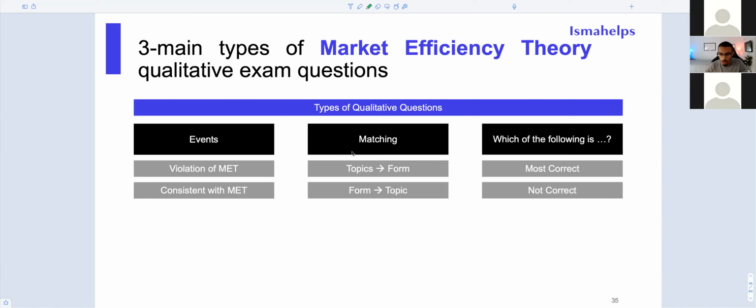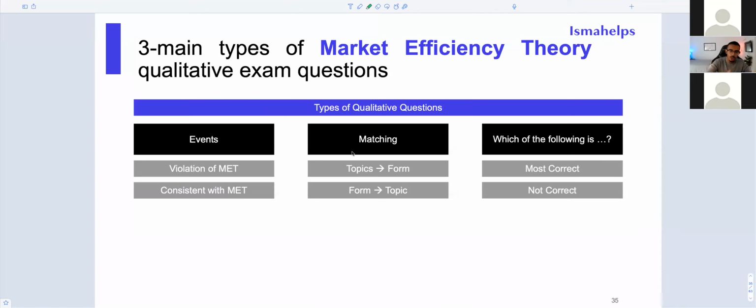But going a step backwards, for the types of qualitative questions you may expect on your exam, I tried to break them down as much as I possibly could. Because when you're dealing with qualitative questions, it is slightly more difficult to funnel them into easy categories, but we're going to try to do so still. So here are 3 types of qualitative questions. The first one will be event-based market efficiency theory questions. The second one will be matching type qualitative questions for market efficiency. Then the third one will be which of the following is a type of market efficiency questions, okay? That's the best we could really do to segment them into pieces.